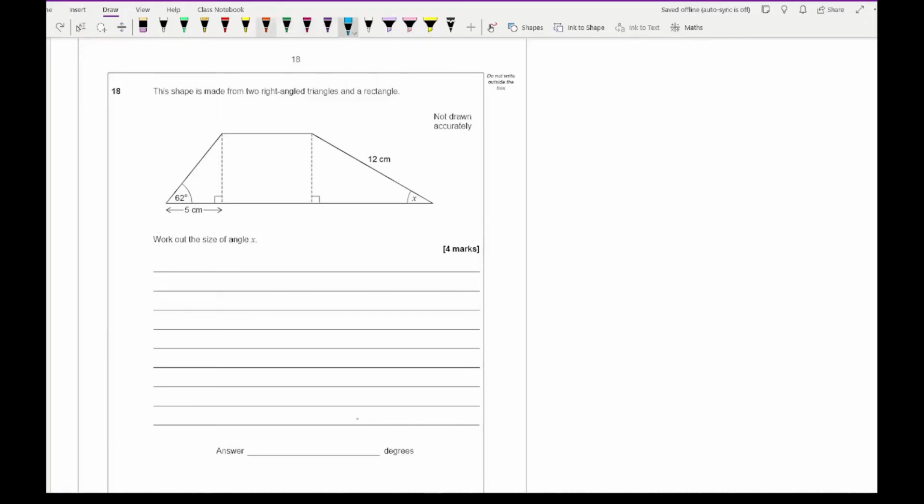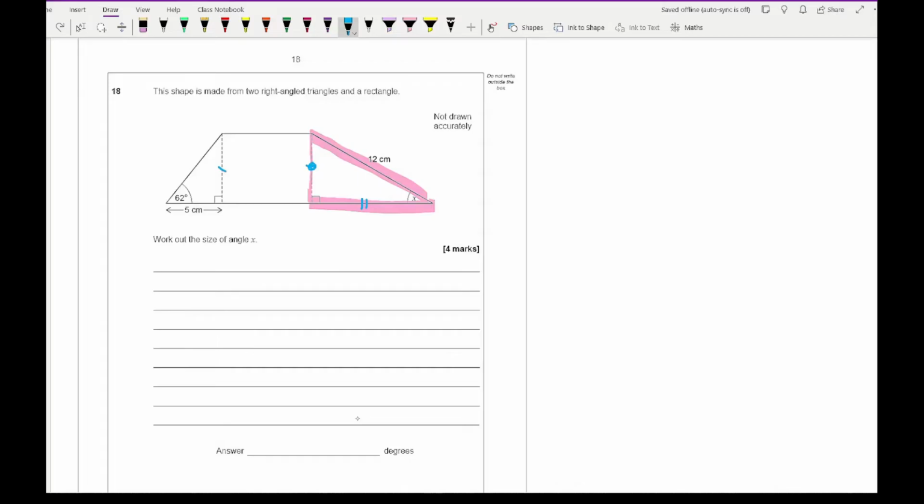Now in terms of angle X, you can see that it forms this triangle. So in order to work out X, I need to work out what either this length here is or what this length here is going to be. Obviously this length here is going to be the same as this length here.